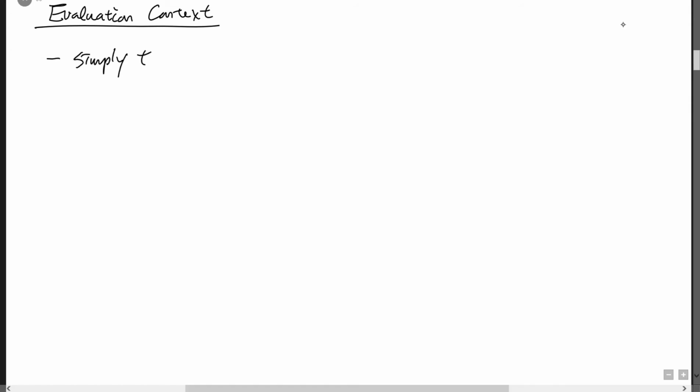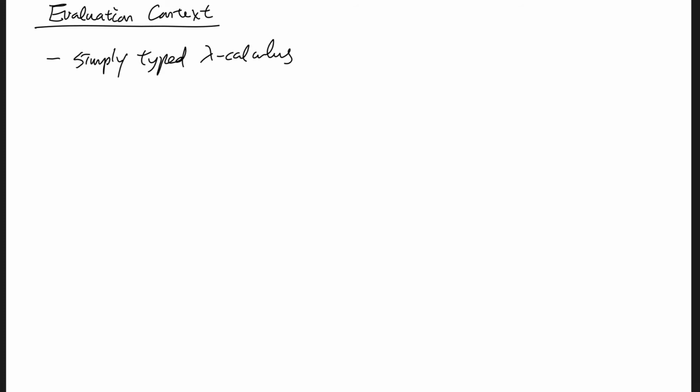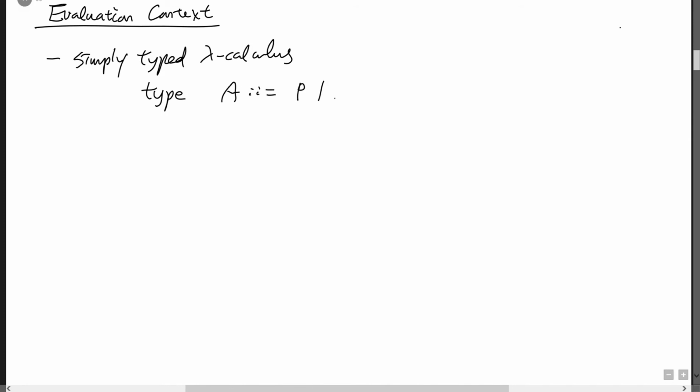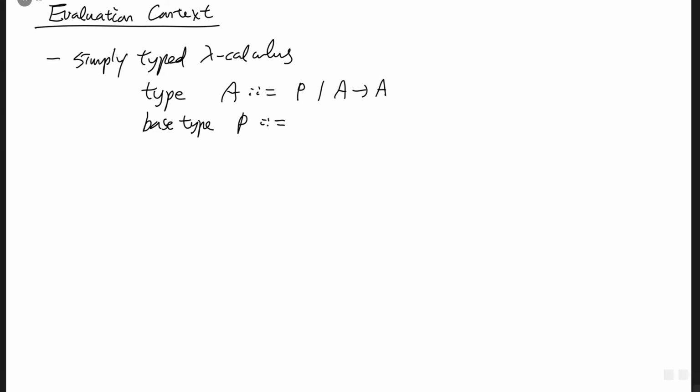Simply typed lambda calculus. So we have these syntactic categories. A type is either this base type or this function type. And for base types, we can include as many base types as we want, but for simplicity, let's just use this Boolean base type.